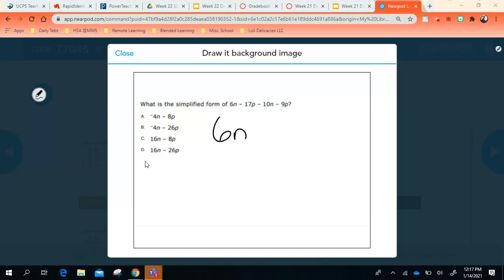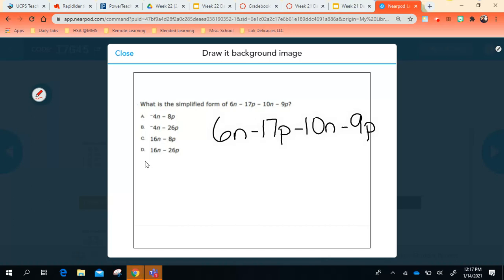I'd like you guys to box now with the sign. So this doesn't have a sign on it, so we're going to make this positive. This has negative.